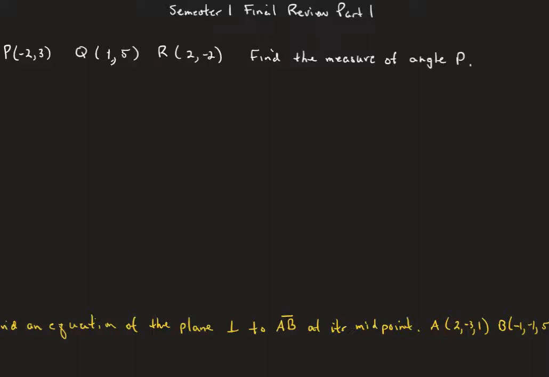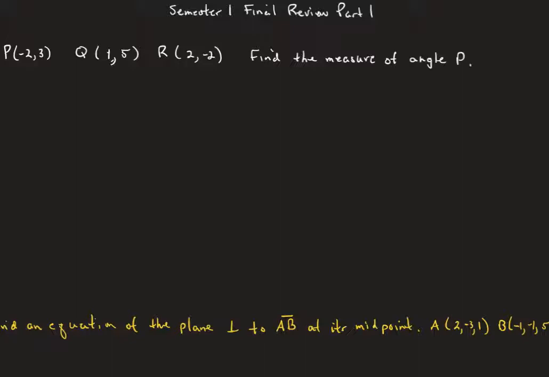Going to work a few extra problems here for the semester final review, although I think the actual hard copies of the reviews are pretty good preparation. So here we have 3 points in the plane, and we want to find the measure of angle P.